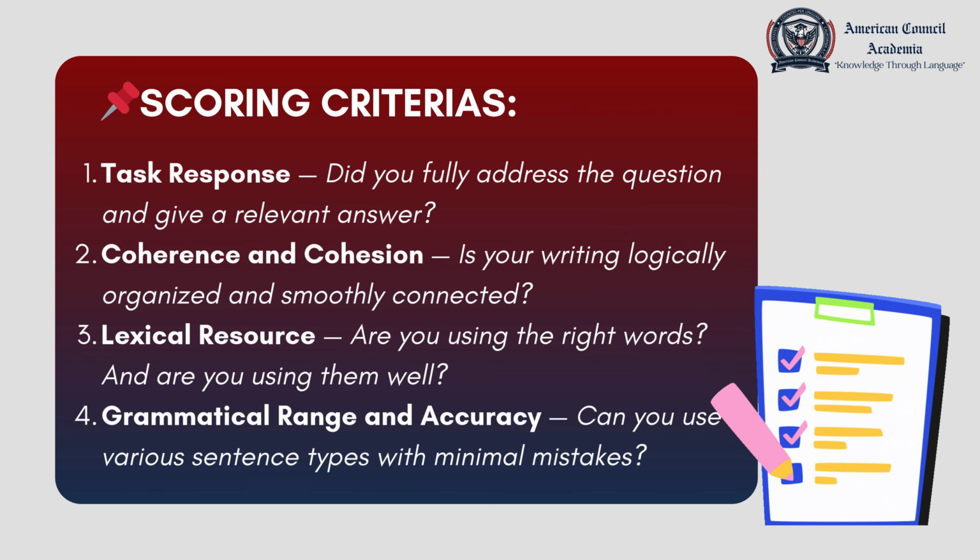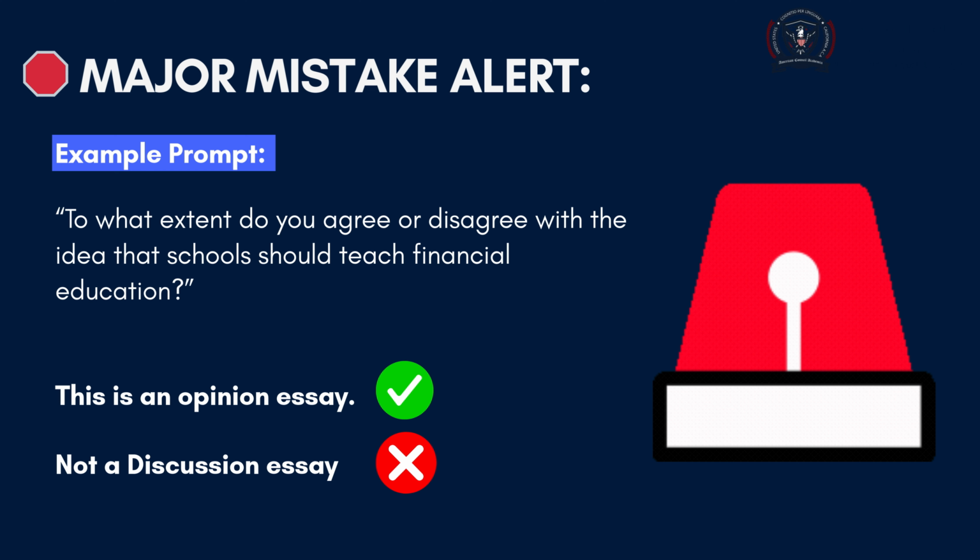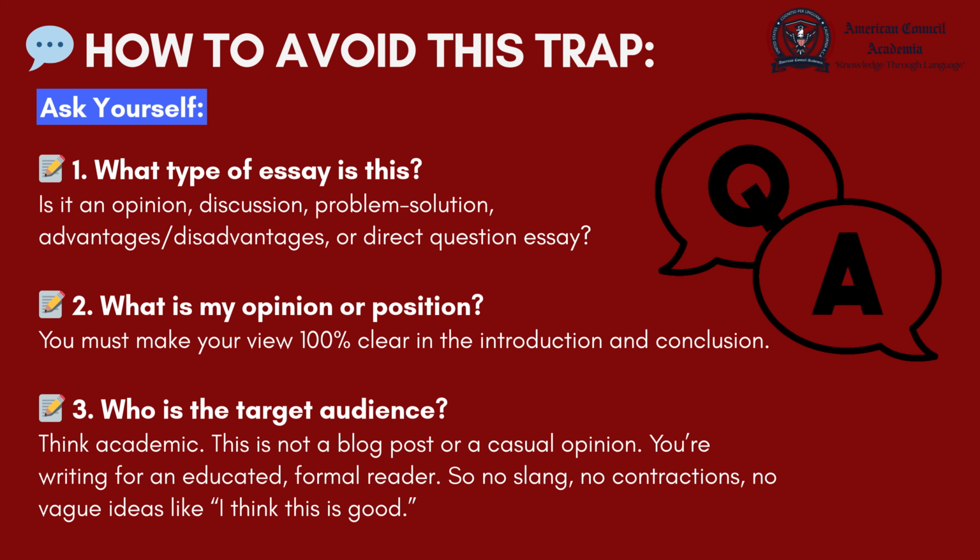Here's one of the biggest mistakes we see students make. They misread the question. Let me give you an example. To what extent do you agree or disagree with the idea that schools should teach financial education? This is an opinion essay. But many students turn it into a discussion essay, where they talk about both sides without taking a clear position. That's a band 5 trap. How to avoid this trap?